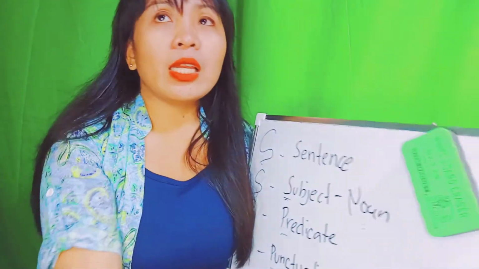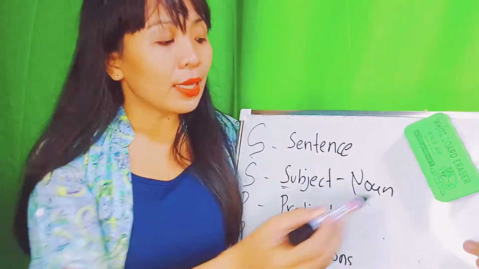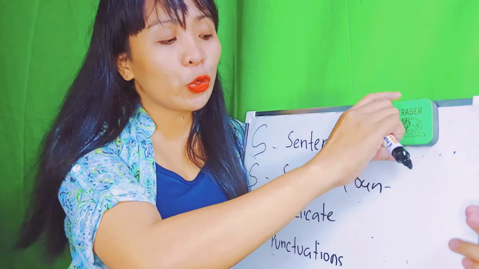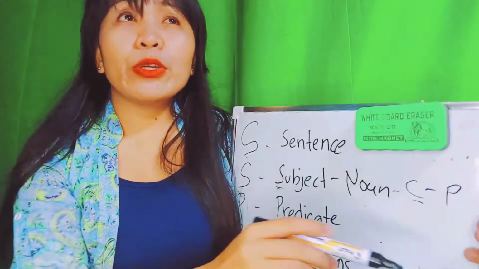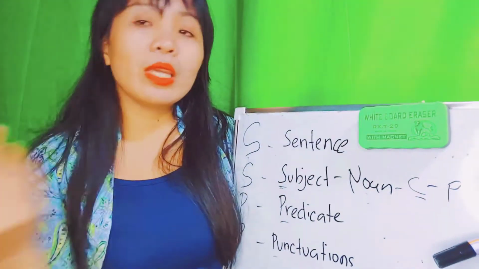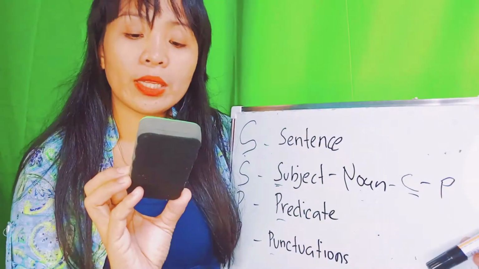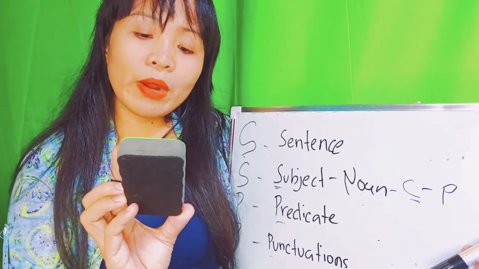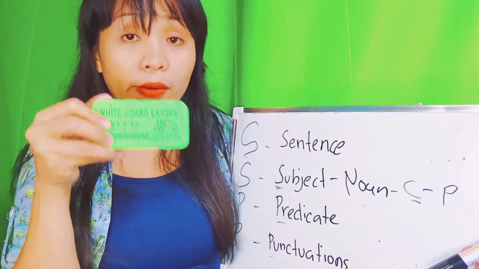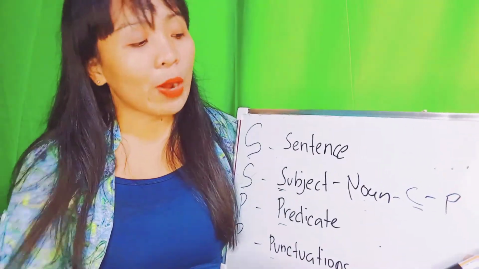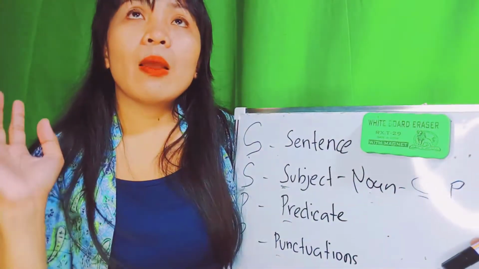In using names, guys, we can choose if we're going to use common nouns, or those nouns that begin with a small letter, like when I say eraser. When I say, what type of eraser is this? Whiteboard eraser. So that's where we use the proper noun. Proper nouns, let's say park.